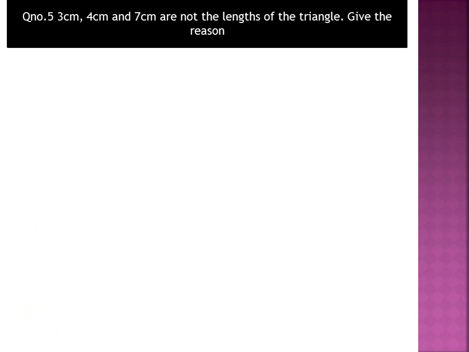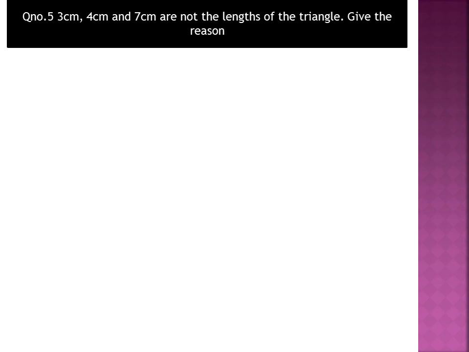In question number 5, the statement is: 3 cm, 4 cm and 7 cm are not the lengths of a triangle. Give the reason. In this question we have to give the reason for the given statement that the sides 3 cm, 4 cm and 7 cm are not the lengths of a triangle.